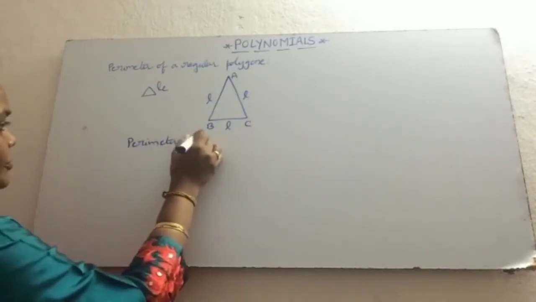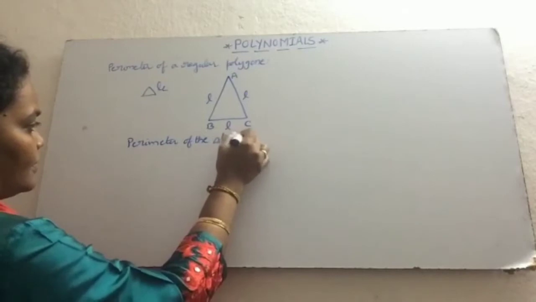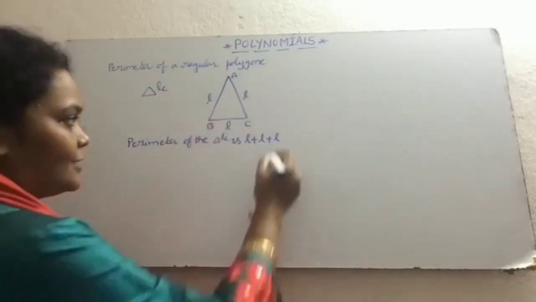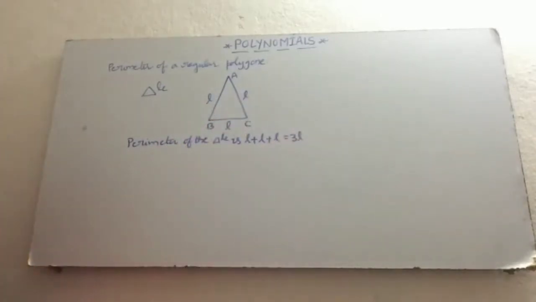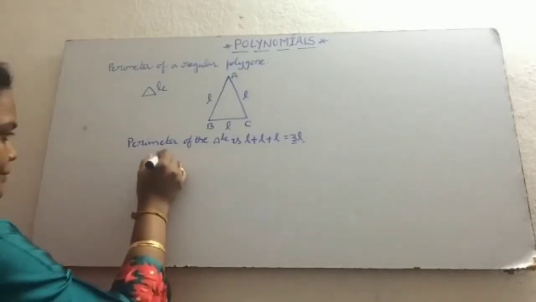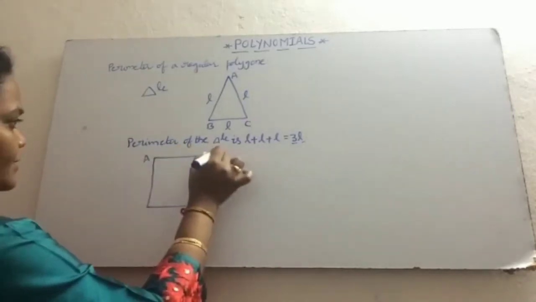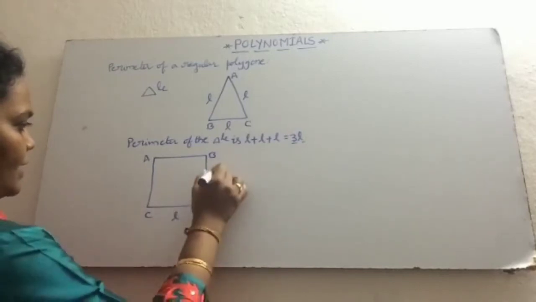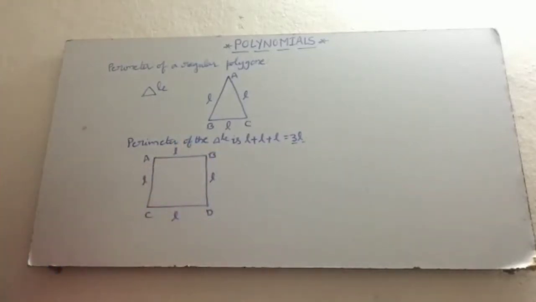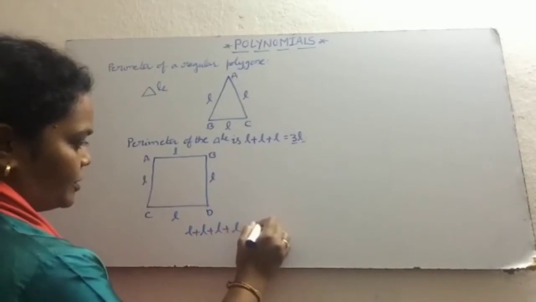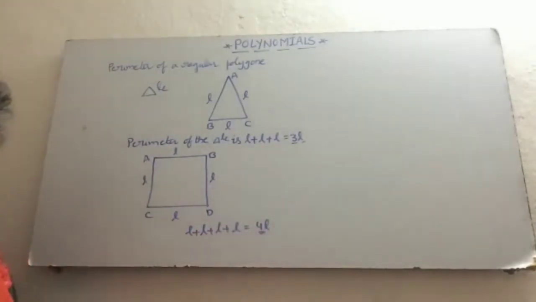The perimeter of the triangle is L plus L plus L, the sum of all sides. That is equal to 3 times the length. Now I will take a square ABCD. What is the perimeter of this square? Here also the length is L. So the perimeter is L plus L plus L plus L, that means 4 times the length.